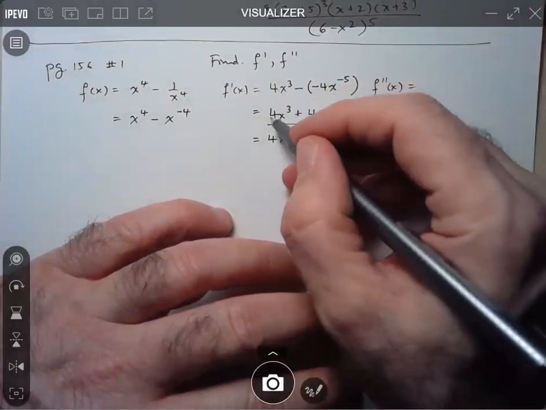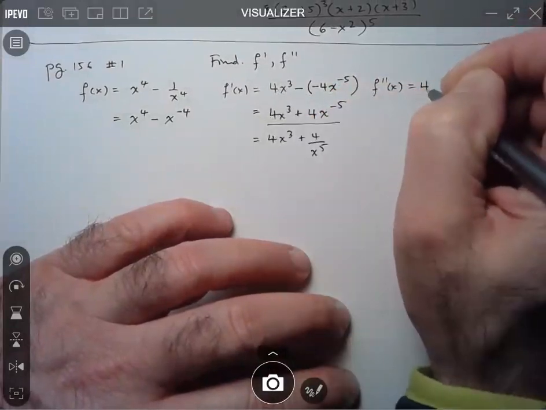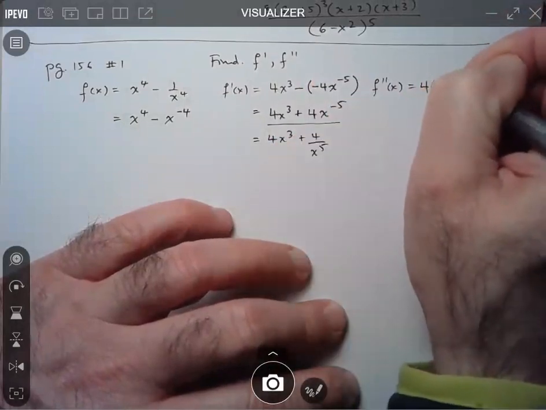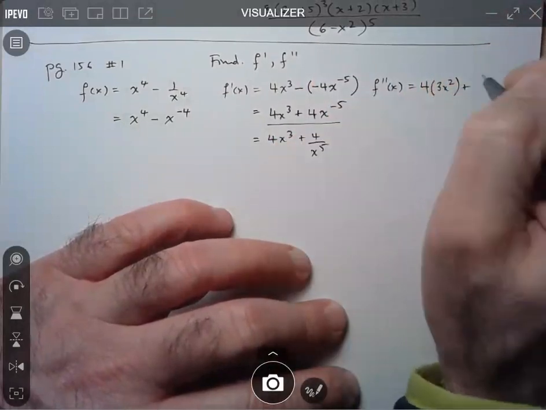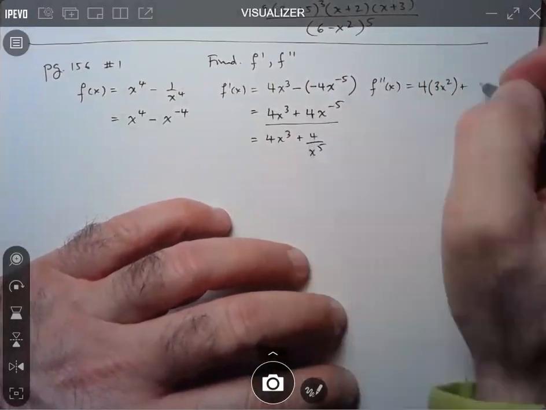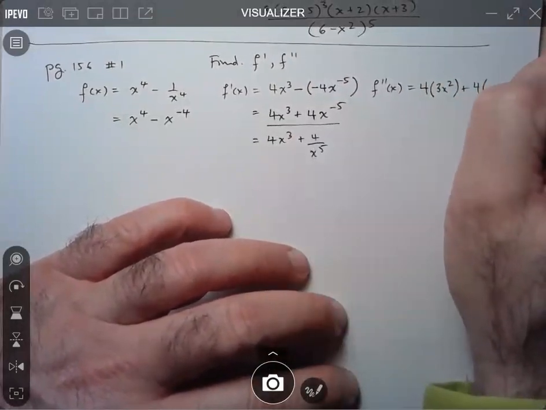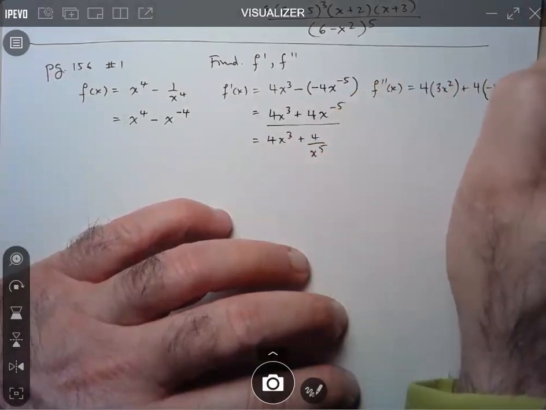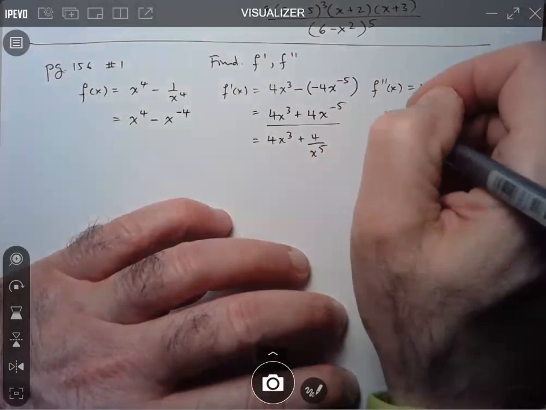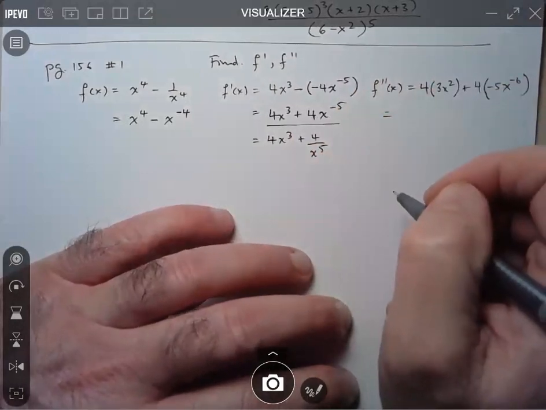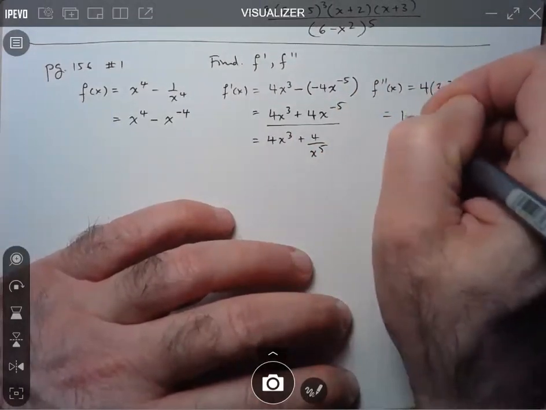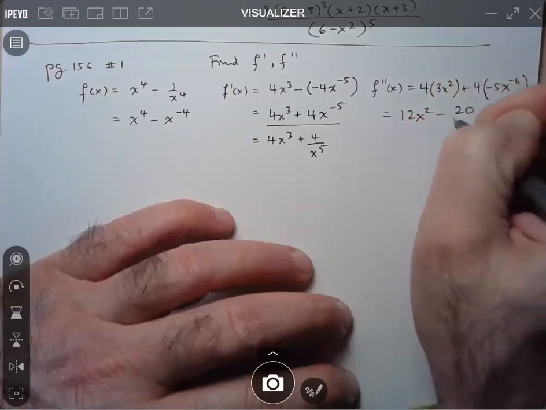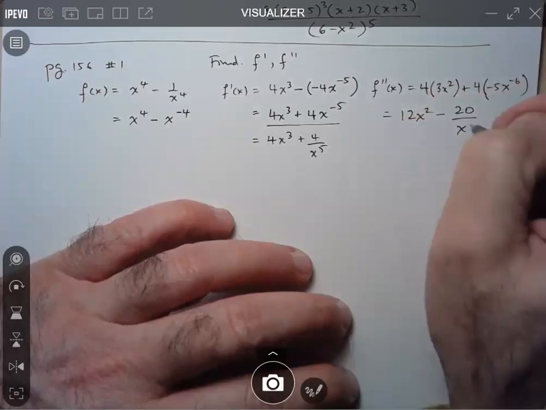So now let's go ahead and take that derivative. Here, 4 is just a constant, and then times the derivative of x cubed, which is 3x squared. Then plus, again, 4 is just a constant, and the derivative of x to the negative 5 is negative 5x to the negative 6. Now I can simplify if I like. We have 12x squared minus 20 over x to the 6th.